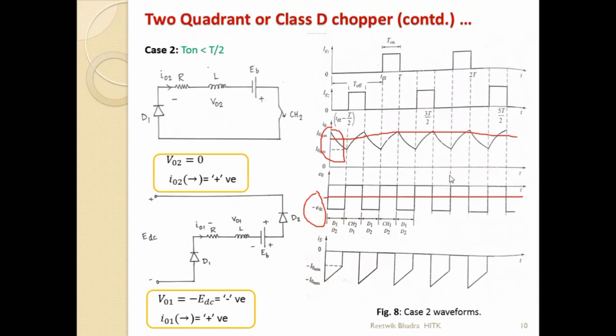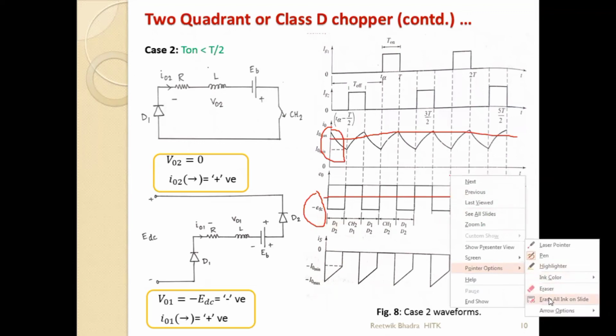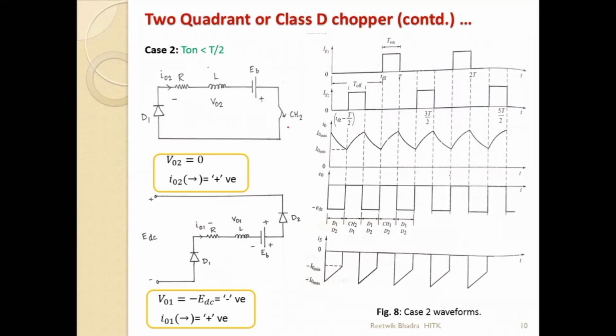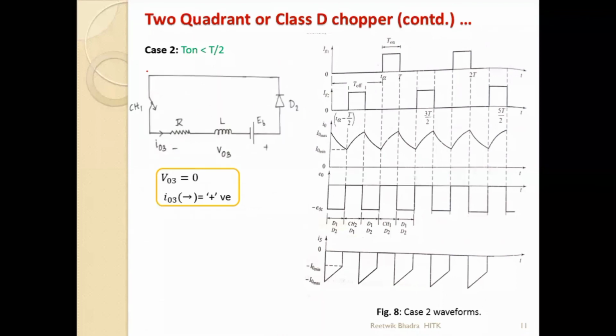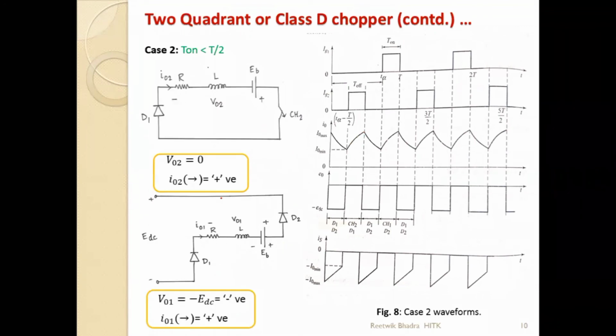And when T on is less than T by 2, what will happen? At one particular moment CH2 will be on, and at one moment CH1 will be on. When those two choppers are on, the inductor will charge, and when CH2 is on, the lower part of the circuit will remain, and when CH1 is on, the upper part of the circuit will remain. So during these two times there are charging currents, which are exponentially increasing, and then it will discharge through the two diodes D1 and D2.